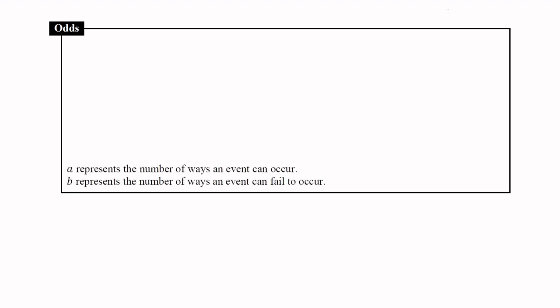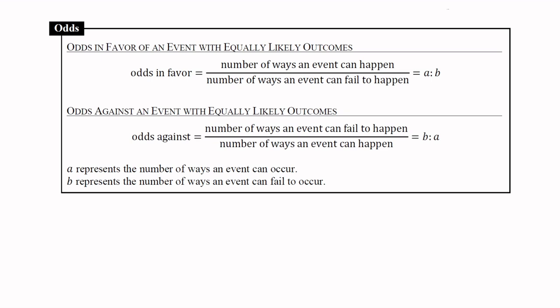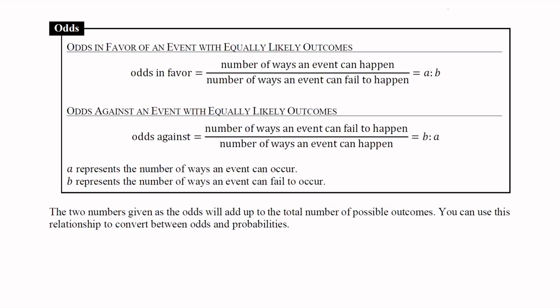So for odds, where A represents the number of ways an event can occur and B represents the number of ways an event can fail to occur, the odds in favor of an event with equally likely outcomes is the number of ways an event can happen over the number of ways an event can fail to happen, which is indicated as A to B. Odds against an event with equally likely outcomes is the number of ways an event can fail to happen over the number of ways an event can happen, or B to A. The two numbers given as the odds will add up to the total number of possible outcomes. You can use this relationship to convert between odds and probabilities.